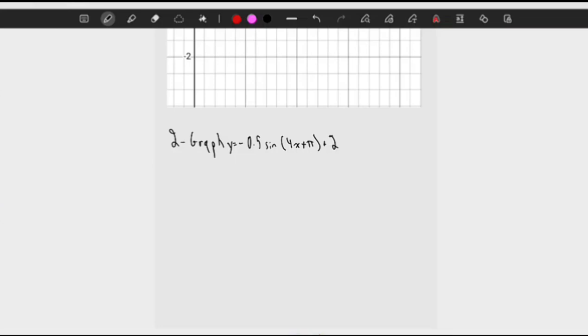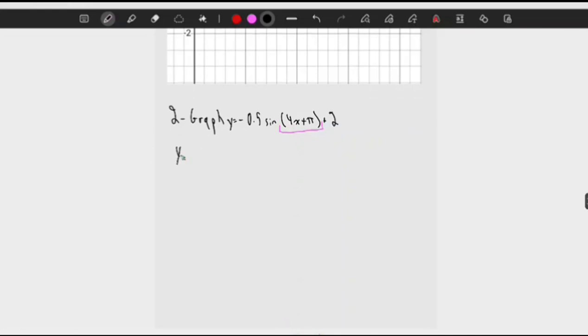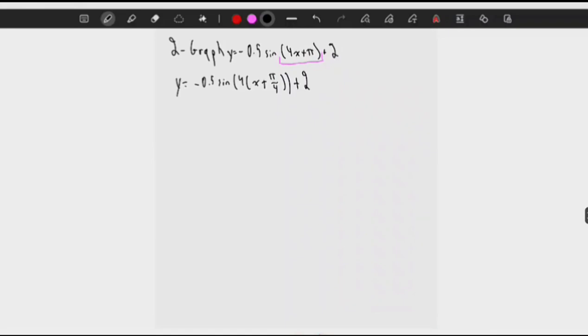So first thing to do, check if you can factor something. In this case, you can factor this. So we're going to rewrite that as y is equal to negative 0.5 sine. We're going to take out the 4. It's going to become 4 times x plus pi over 4, because now we're dividing that pi by 4, plus 2. Now we have this. So now we can do our table of values.